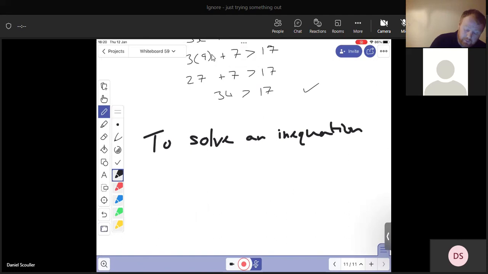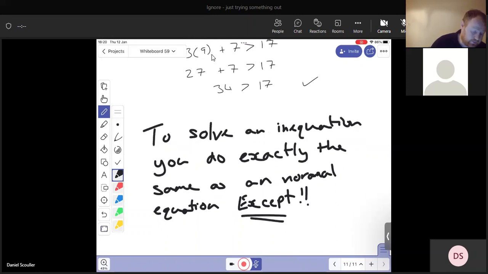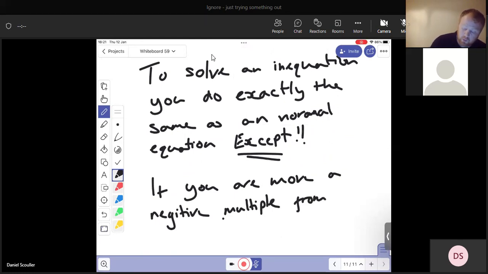Or writing. You do exactly the same as a normal equation, except, and there's always an except, if you are moving a negative multiple from one side to the other. Okay, so we'll go through examples of that just to show.